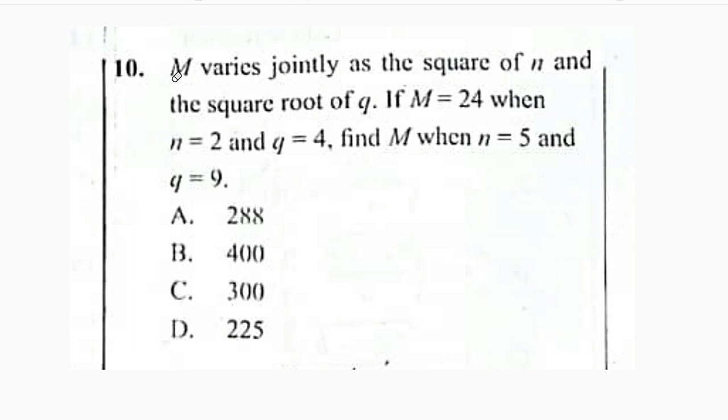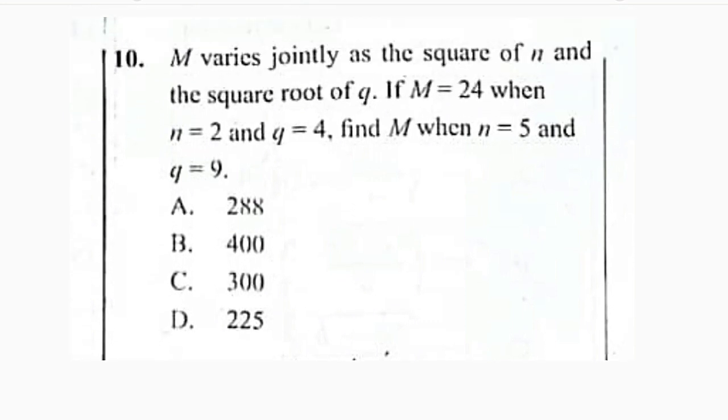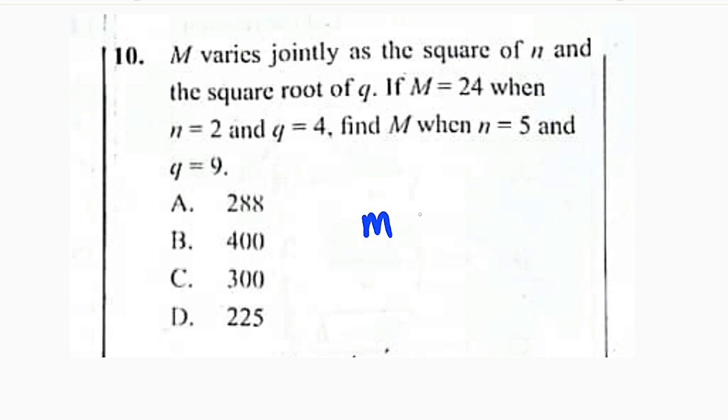The question reads, m varies jointly as the square of n and the square root of q. If m is equal to 24 when n is equal to 2 and q equal to 4, we're asked to find m when n is equal to 5 and q equal to 9. So now let us establish a relationship between m, q, and n. All right, it's stated that m varies jointly with what? Square of n. So we have n squared multiplied by square root of q.